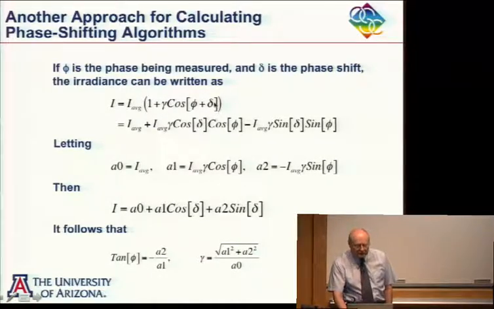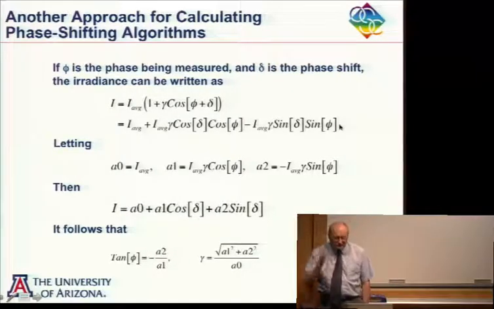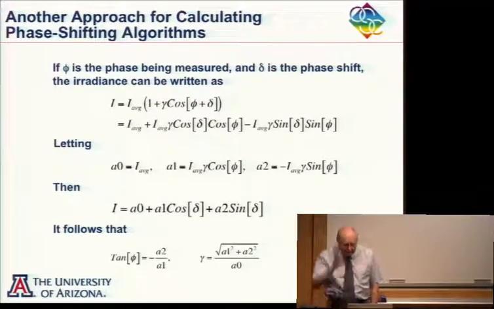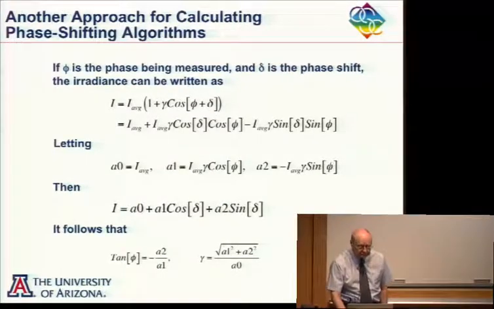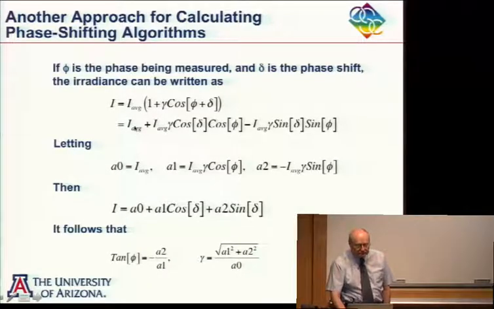This is a cosine of a sum here. If I go back to my trig identities, I could write this as cosine delta cosine phi minus sine delta sine phi. So just expanding the cosine of the sum into cosine cosine minus sine sine. Well, you might say, why do that? It looks more complicated. Well, we'll see in a second. Then I could look at this and say, well, let A naught here be I average.